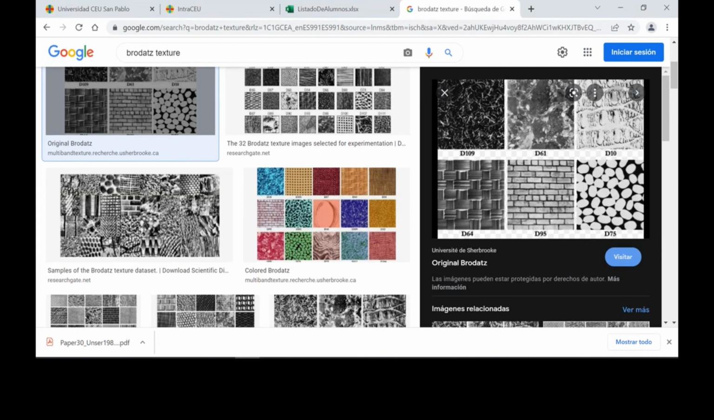And actually, if you have to describe textures, what do you think is the best tool to describe them? What is different between this image and this image, or this one and this one? How can you describe that mathematically?